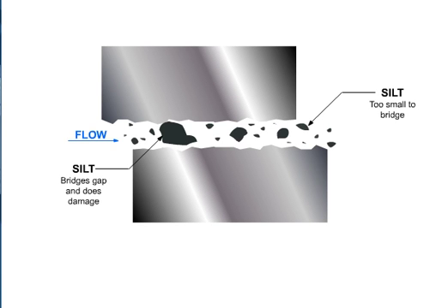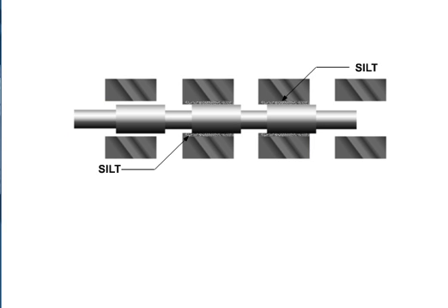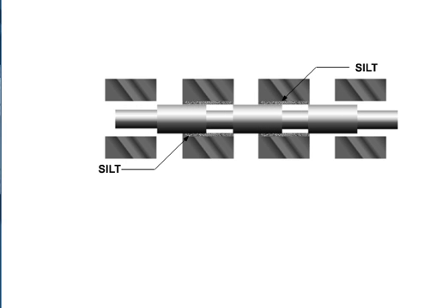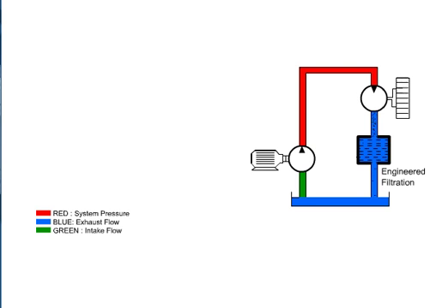As particles are induced or ingressed into a hydraulic system, they are often ground into thousands of fine particles. These tiny particles are tightly packed between valve spools and their bores, causing the valve to stick. This is known as silting. To prevent silting, early component wear, and eventual system failure, engineered filtration is required.